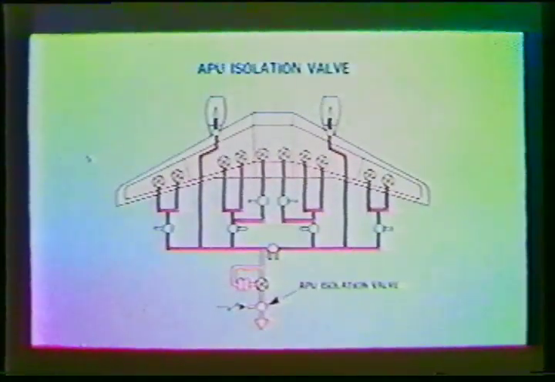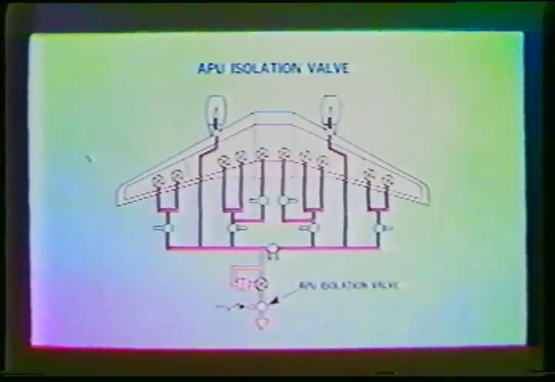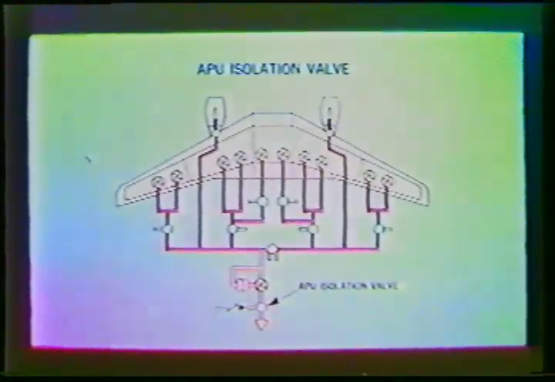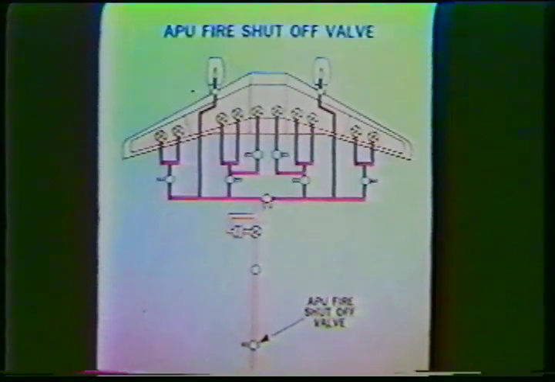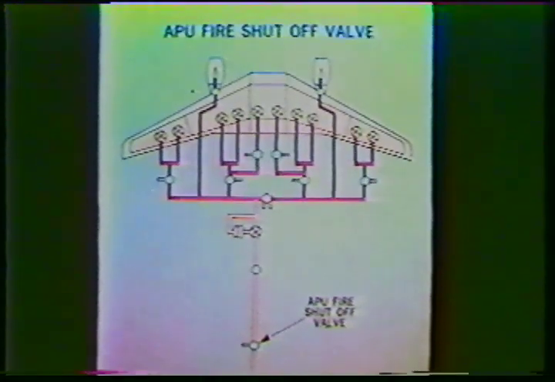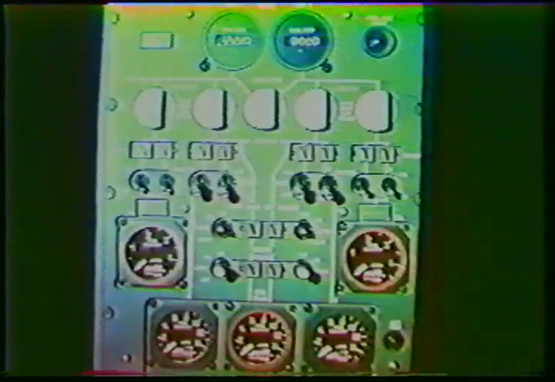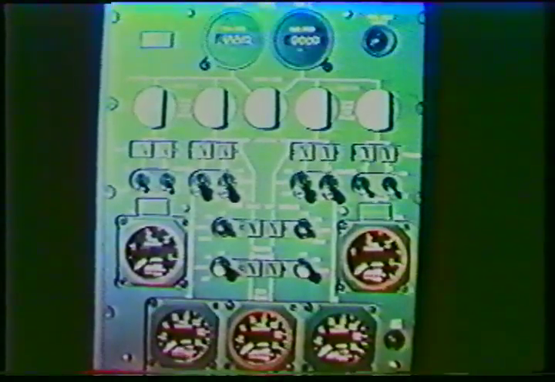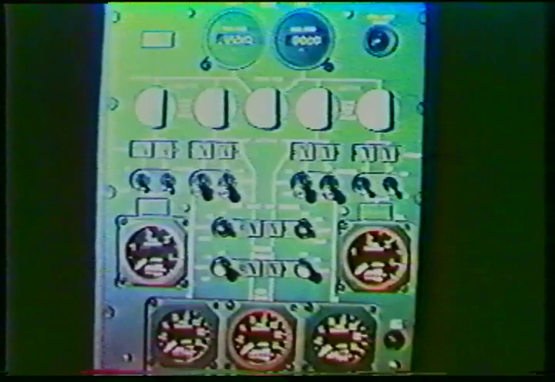Downstream of the APU fuel pump is the APU isolation valve. A fire shutoff valve allows the flow of fuel to the APU to be stopped. Take your time now and review the fuel system. Observe the schematics carefully and let fuel flow through the control panel. Remember your flow pattern bottom to top.